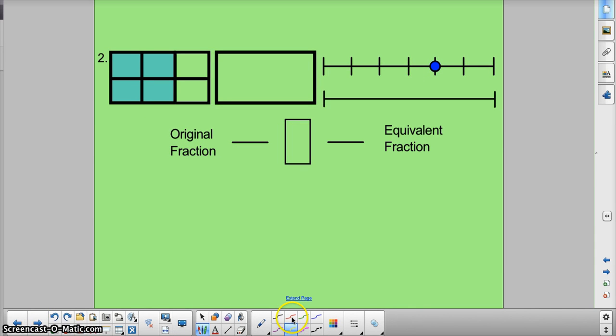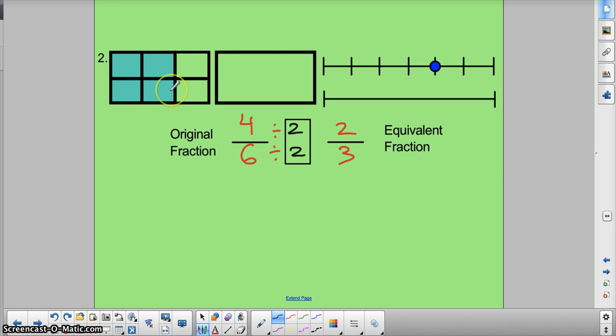Okay, first thing, what's the original fraction? Let's count. 1, 2, 3, 4, 5, 6. 4 out of 6. 4/6. Let's see what we can divide these by. I know they're both even, so I can divide them both by 2. Let's see if there's anything else. I know 4 can be divided by 4 and 1, but I can't divide 6 by 4, so we're going to stick with 2. 2 on top and bottom, so 4 divided by 2 is 2, and 6 divided by 2 is 3. Okay, so I want this to equal 2/3 when I remake the shape.